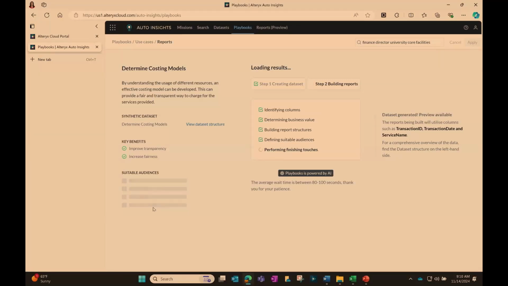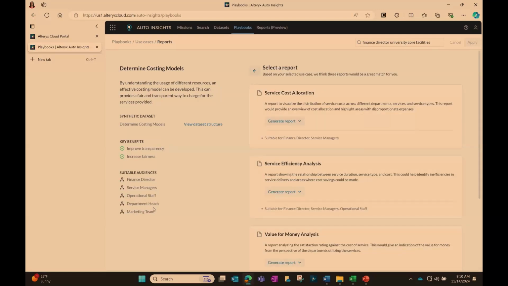And it's telling you key benefits. So as it builds this for you, it's giving you some talking points. Hi, I'm Rebecca. I'm your finance director, and I want to ensure that we have transparency and fairness in our organization. And look, here's how I'm going to do it. Right? It's kind of cool. So now look at this. Here's the suitable audience: the finance director, service managers, operational staff, department heads, marketing team. So it even has a sense of who these reports might go to.